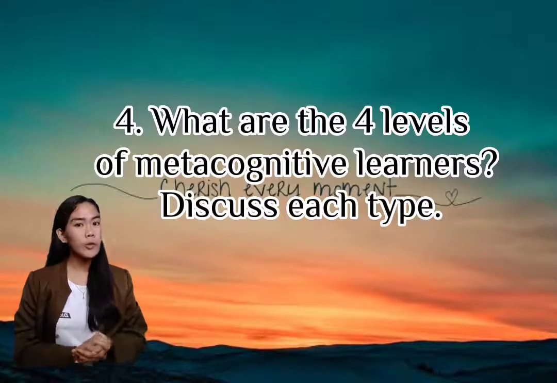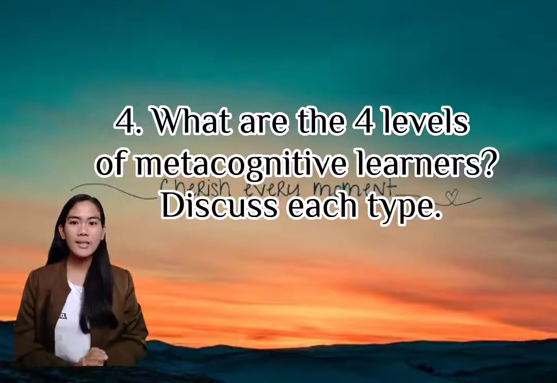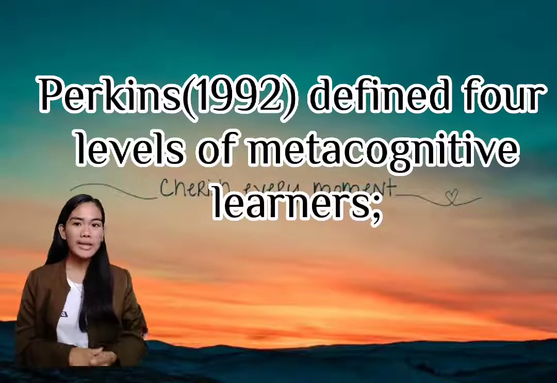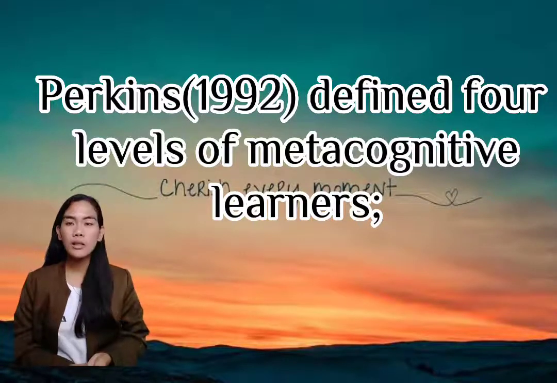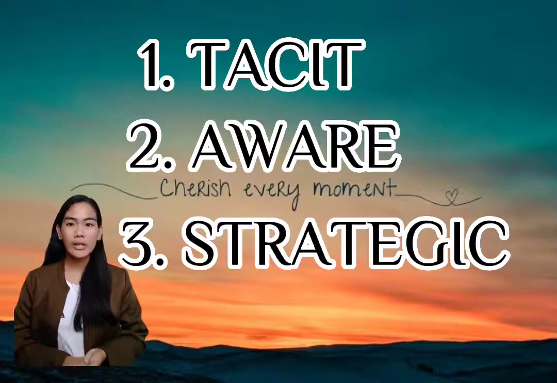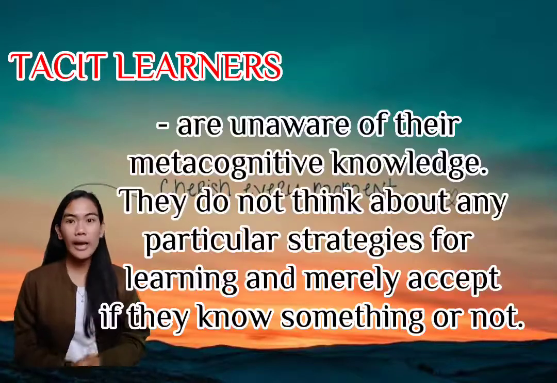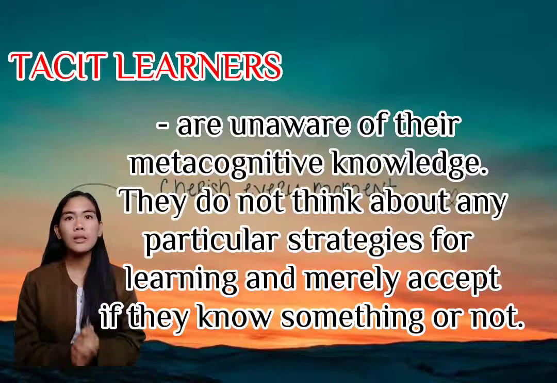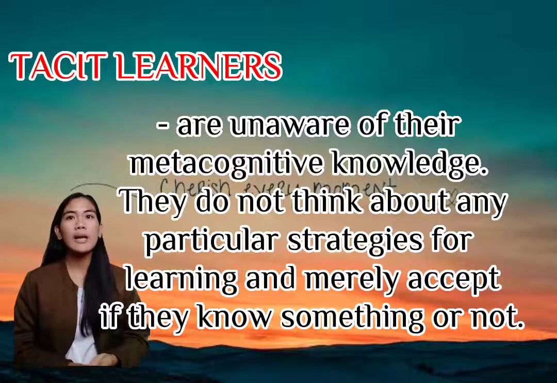What are the 4 levels of metacognitive learners? Discuss each type. Perkins in 1992 defined 4 levels of metacognitive learners, which are tacit, aware, strategic, and reflective. Tacit learners are unaware of their metacognitive knowledge. They do not think about any particular strategies for learning and merely accept whether they know something or not.